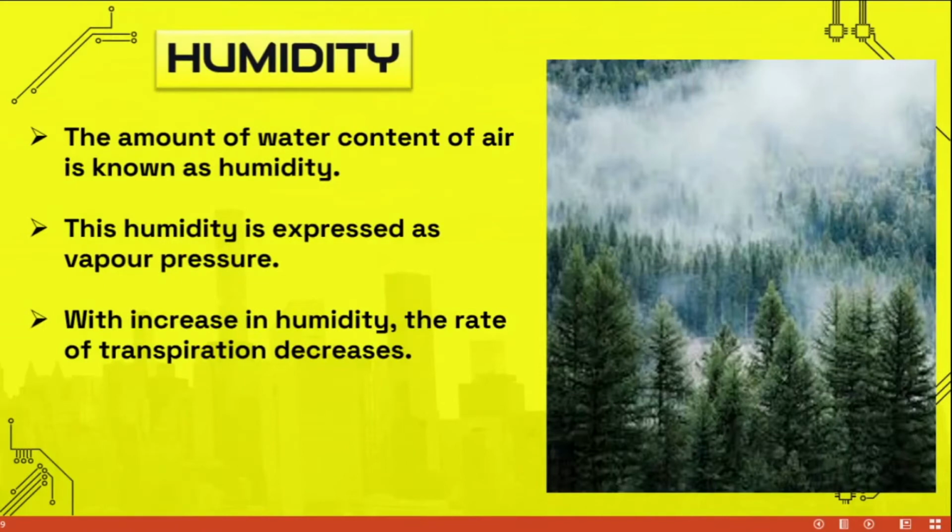Next, humidity. What is humidity? The amount of water content of air is known as humidity. How can we express humidity? By vapor pressure. When humidity increases, the rate of transpiration decreases. Basically, the atmosphere is chill or cold, which leads to a decrease in transpiration in the plants.